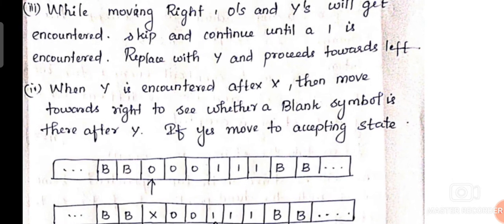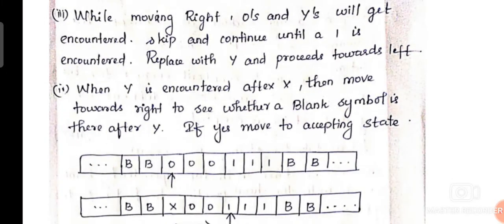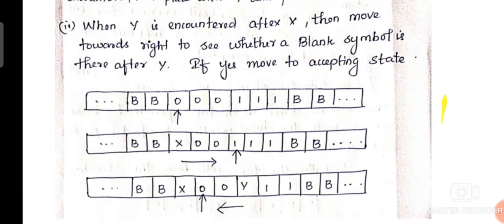When y is encountered after x, then move towards right to see whether a blank symbol is there after y. If yes, move to the accepting state. That is, the head pointer will move to the left and the right direction in a zigzag fashion to replace all the zeros with x and all the ones with y. Finally, if the head pointer is able to find a blank symbol after y, that means all the symbols got replaced. So at that stage the machine will move to the final state, and the given input string will be accepted.